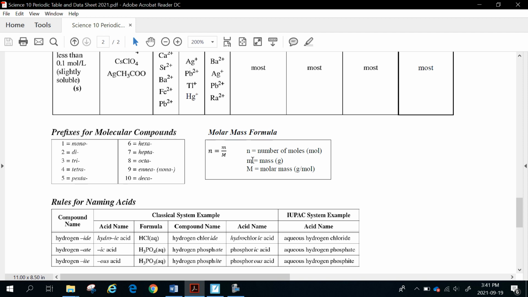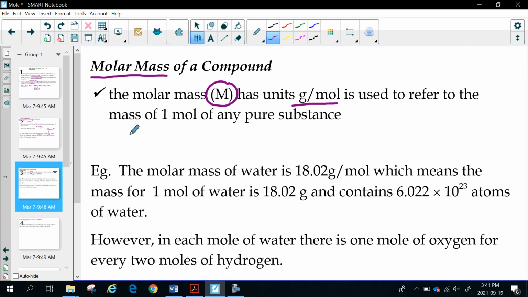Lowercase m is the mass, and it's measured in units of grams. The capital M, though, is the molar mass, and that is grams per mole. I'm not going to keep going back and forth, but we also have this equation here that we're going to use, where the number of moles is equal to the mass of a substance divided by the molar mass for that substance.